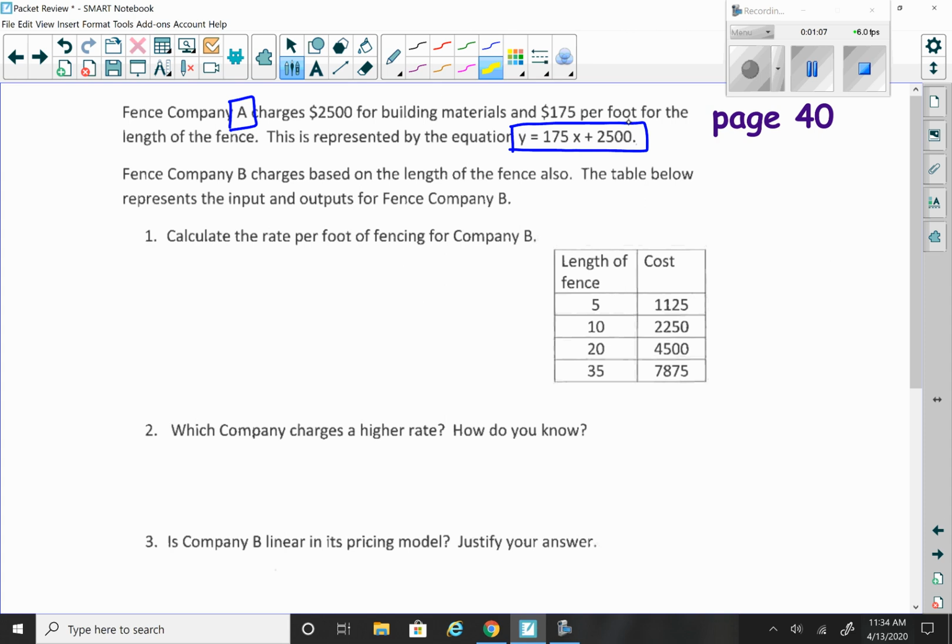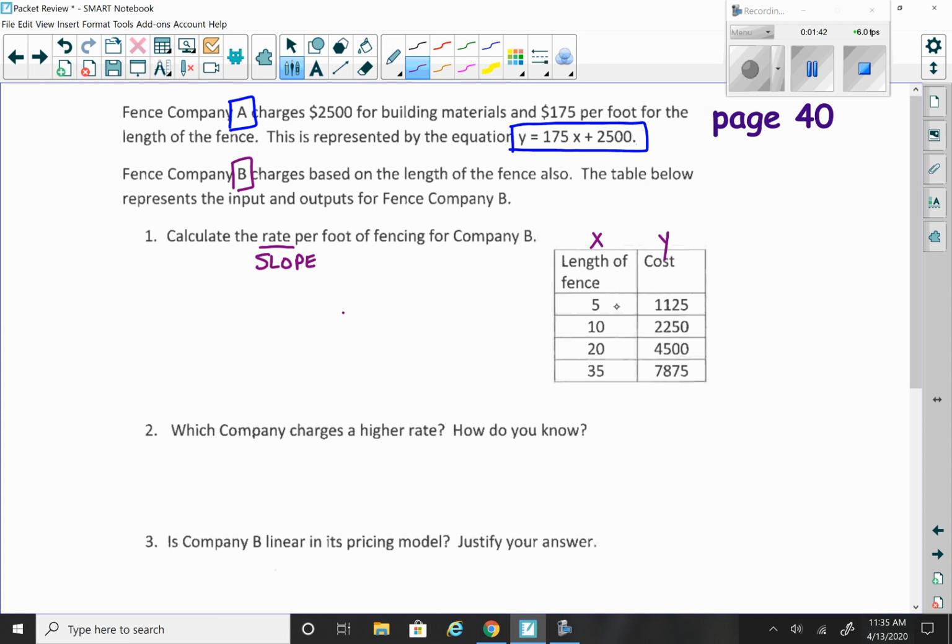Now it says fence company B charges based on the length of the fence also. So we have a different company here, B. The table below represents the input and outputs for fence company B. So instead of an equation, we actually have a table of values for company B. It says calculate the rate per foot of fencing for company B. Again, whenever they talk about slope, rate, we know that they are talking about slope, rate of change, slope. In our table, we know the first column is your X values and the second column is your Y values.